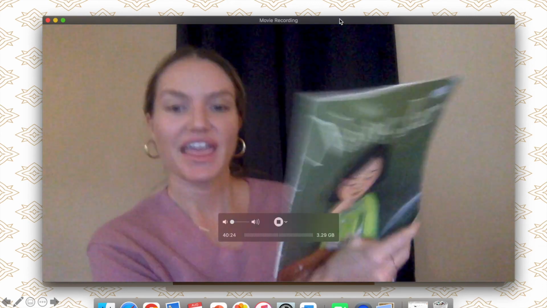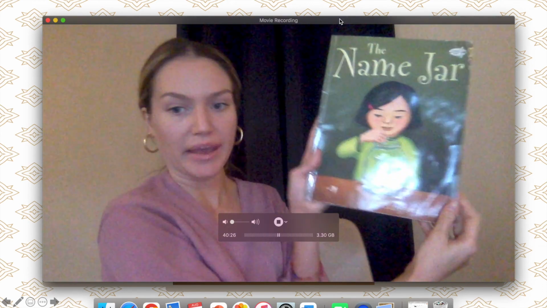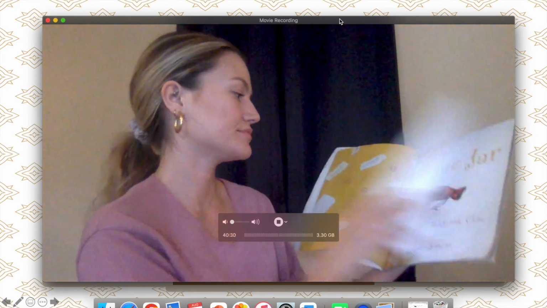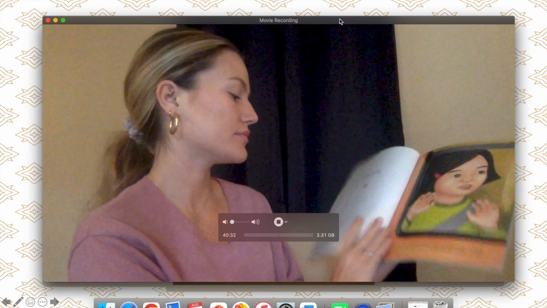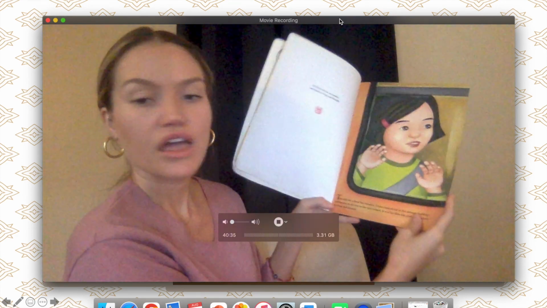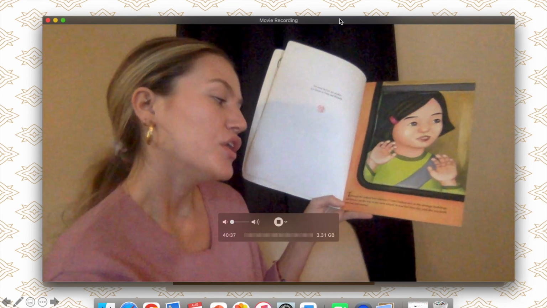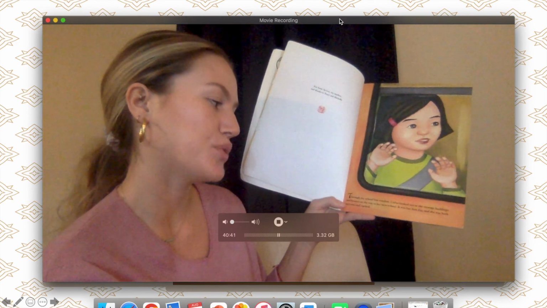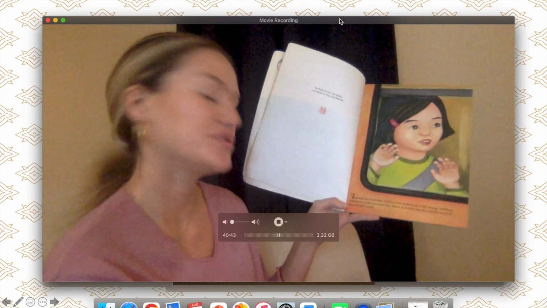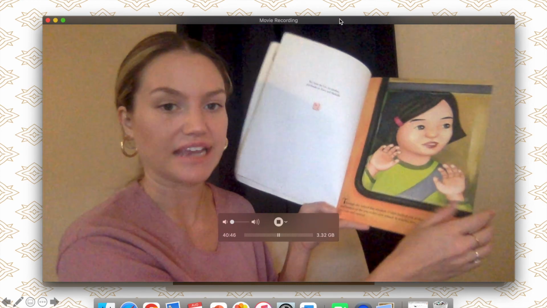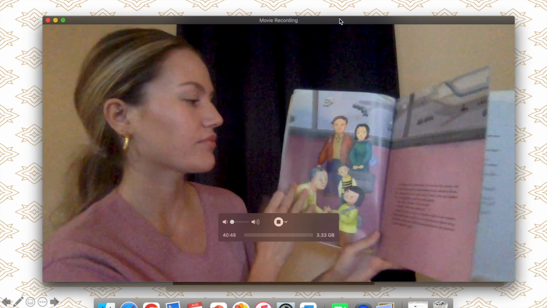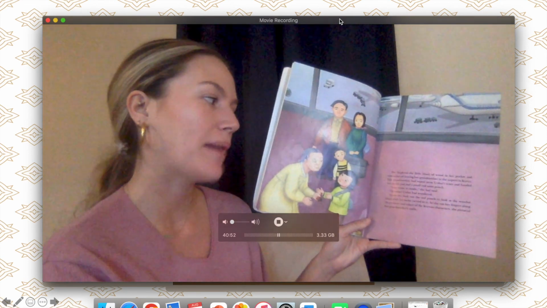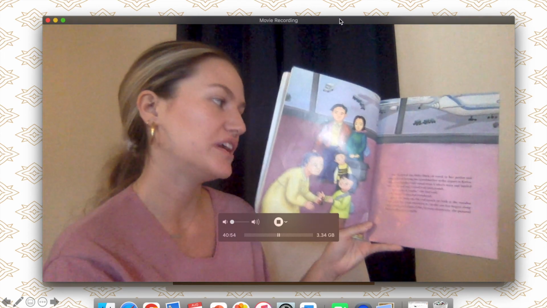Okay, so The Name Jar by Young Suk Choi. Through the school bus window, Eun-hye looked out at the strange buildings and houses on the way to her new school. It was her first day, and she was both nervous and excited. She fingered the little block of wood in her pocket and remembered leaving her grandmother at the airport in Korea.